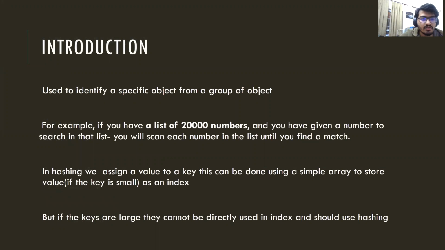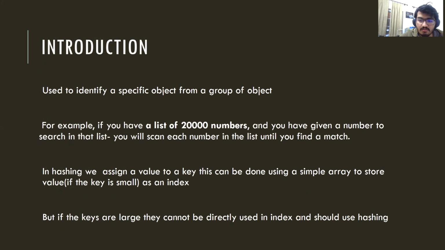Introduction. What is hashing? It is used to identify a specific object from a group of objects. For example, if you have a list of 20,000 numbers and you have been given a number to search in that list, you will scan each number in the list until you find a match. In hashing, we assign a value to a key.